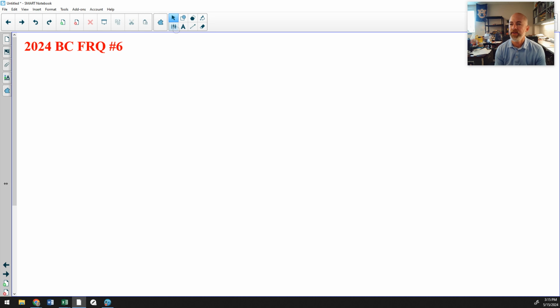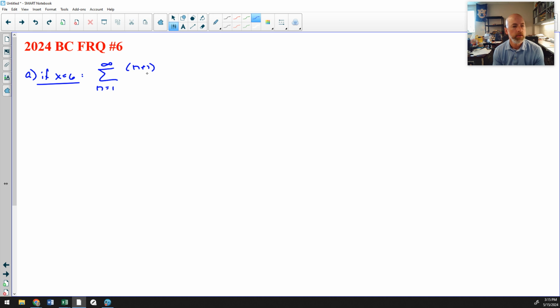Okay, so if x equals 6, we have the series from 1 to infinity of (n plus 1) times 6 to the n, over, I'm replacing the x with a 6, n squared times 6 to the n. Those 6 to the n's will divide out. And we have n equals 1 to infinity of the series (n plus 1) over n squared. That's going to diverge.